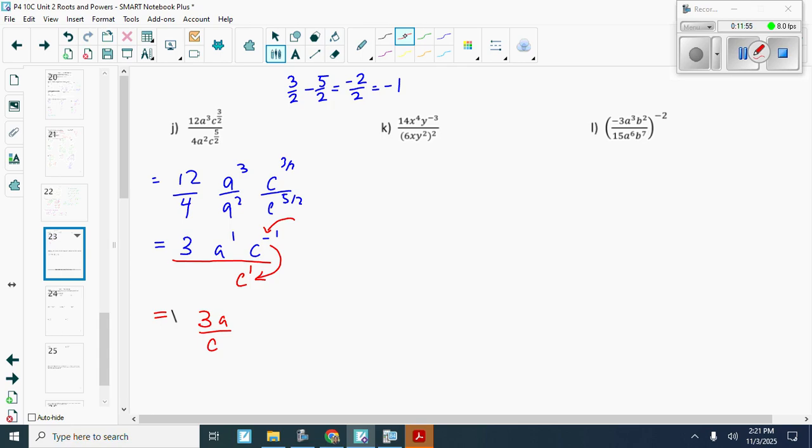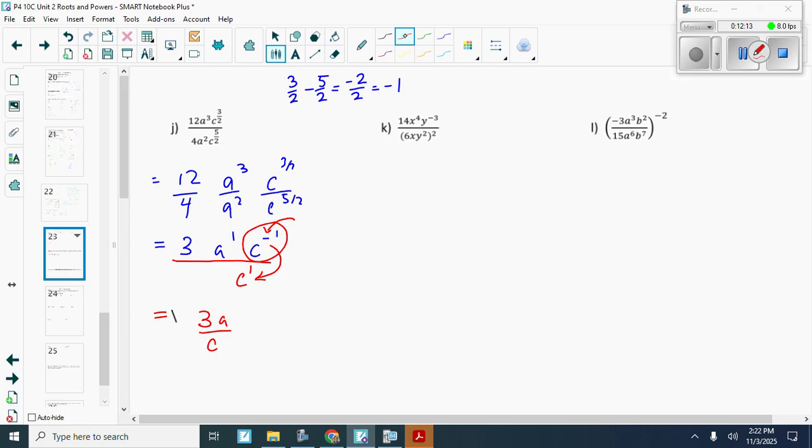Okay, so this part here just dropped down. I think once you get it, you guys are going to have fun with the negative exponents, right? Because if the negative is on top, the variable and its exponent just drops down.